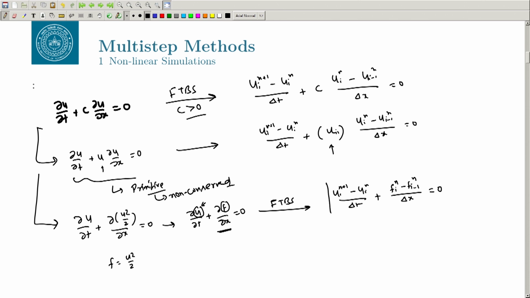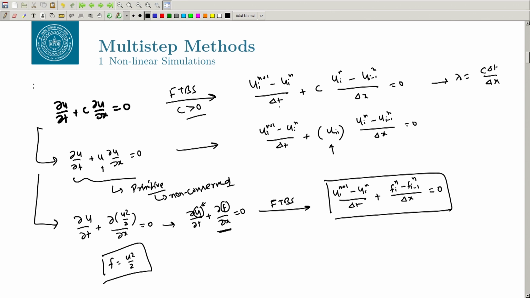So, here there is no problem, because you have now defined f as a function which gives you the u square by 2. So, all the schemes that we have discussed. Earlier we calculated lambda equal to c delta t by delta x, if you put everything on the right hand side. In this case, it will not be c delta t by delta x, because it is a nonlinear problem, the u is changing every time.